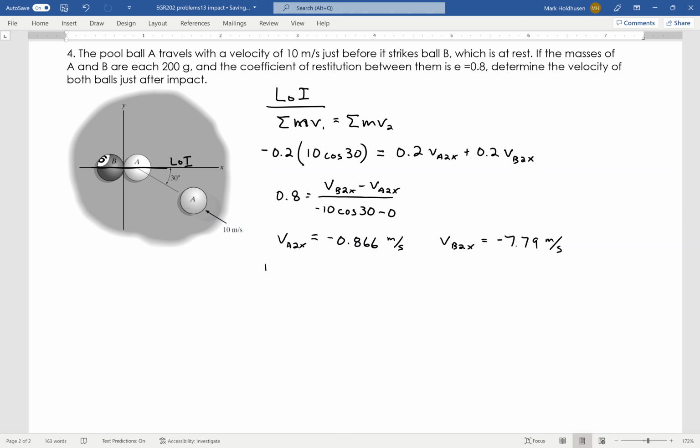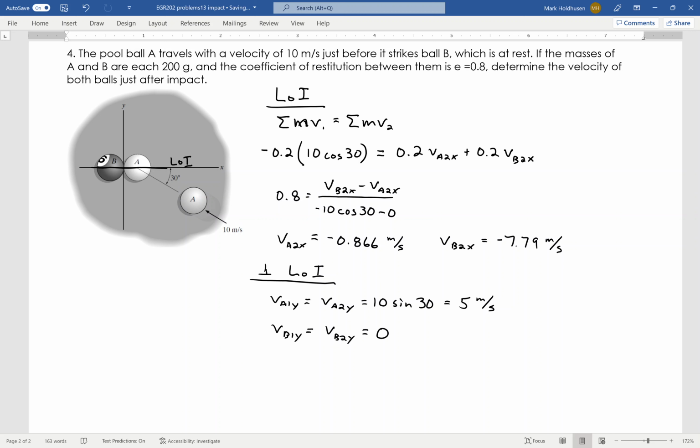Now, perpendicular to the line of action, I remember that my velocity remains constant because there is no impulse perpendicular to the impulse, right? So that means VA1 in the y direction equals VA2 in the y direction, which equals 10 times the sine of 30, which equals 5 meters per second. Similarly, VB1 in the y direction equals VB2 in the y direction, which is 0. This thing is not moving initially in the y direction, so it's not moving in the y direction afterwards.